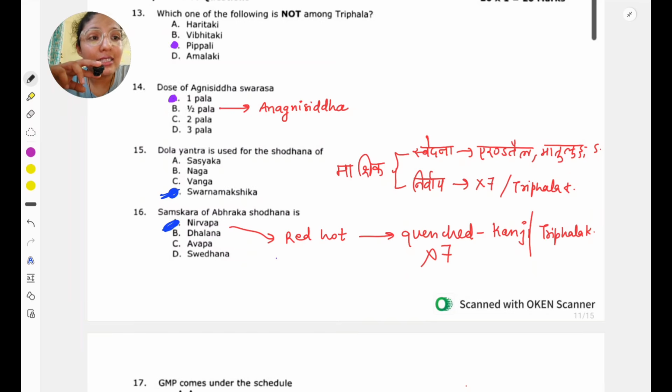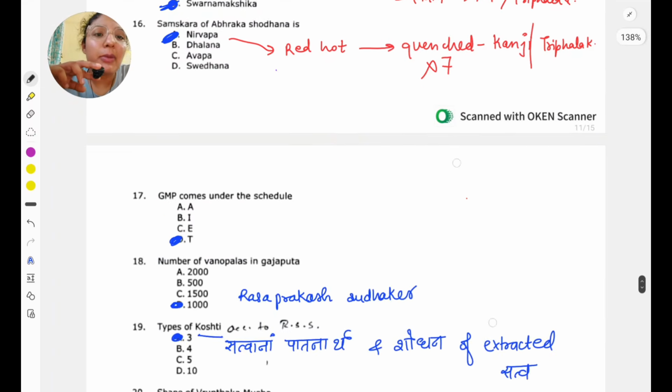It is one of the Maharasa, and two types of Shodhana process are there, Svedana and Nirvapa. I will prefer you should at least remember Nirvapa, because Abraka and Nirvapa are the same process, same duration and same Dravya. Nirvapa for 7 times in Triphala Kwatha. Samskara for Abraka Shodhana is Nirvapa.